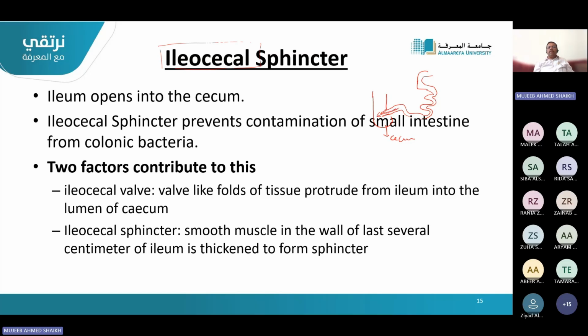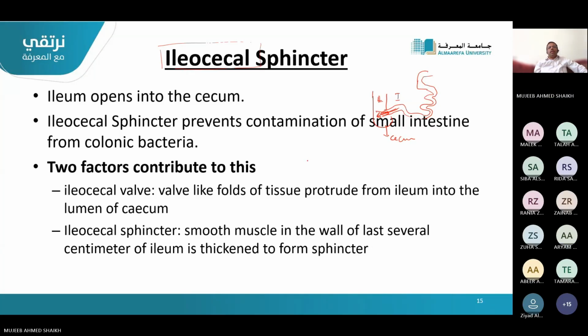What is the function of this ileocecal sphincter? To push the food from the ileum to the large intestine, from small to large intestine. It will not go the opposite way. Why will it not go the opposite way? Or what will happen if it goes to the opposite side, from large to small intestine? Any idea?